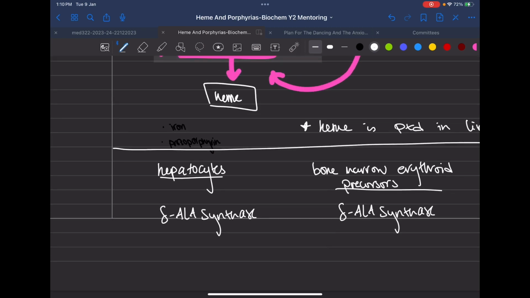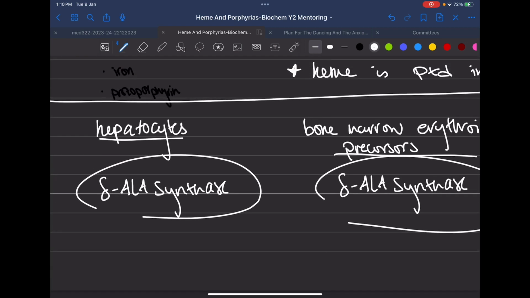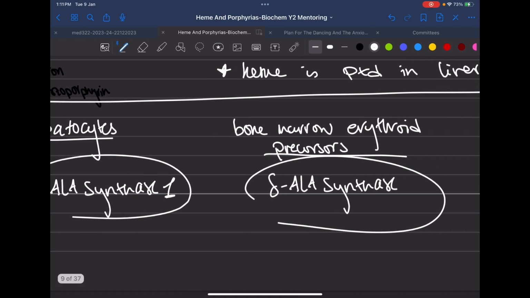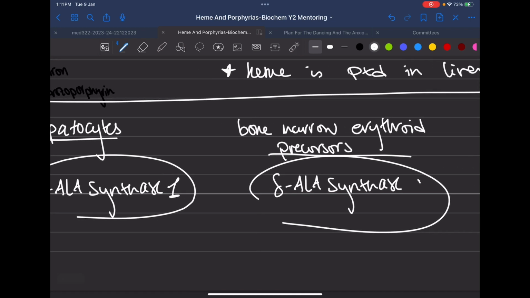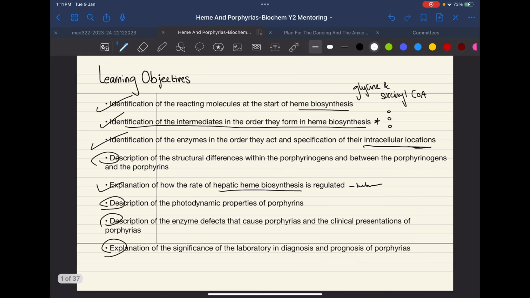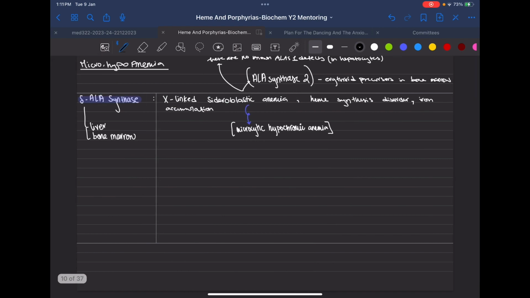Meaning that we need this enzyme to be in the liver, in the hepatocytes, and in the bone marrow erythroid precursors. Now there's different types. The ones in the liver are called ALA synthase or ALAS1. The ones in the bone marrow are called ALAS2. That's it. Here it's specified, they're talking about hepatic, it's the same. Heme regulates its own production both in the liver and in the bone marrow. Alright, moving on. So it makes the most sense to start talking about different porphyrias right now. So that's what I'm going to do.